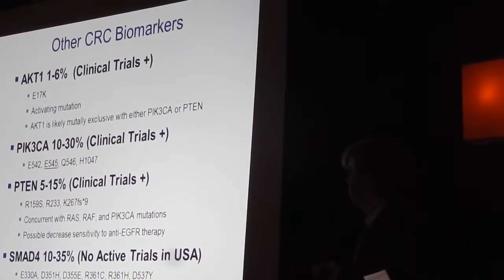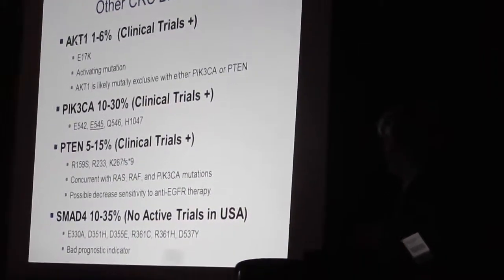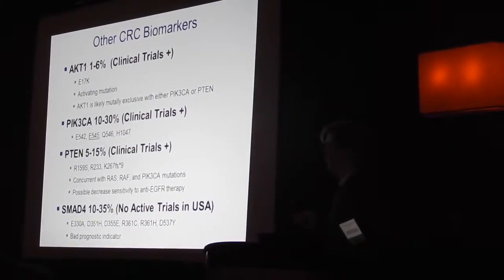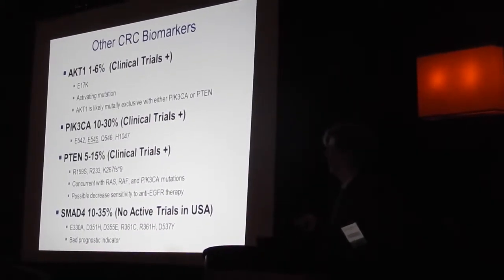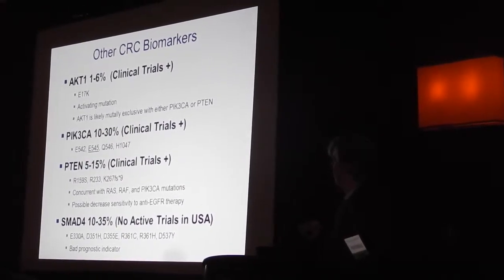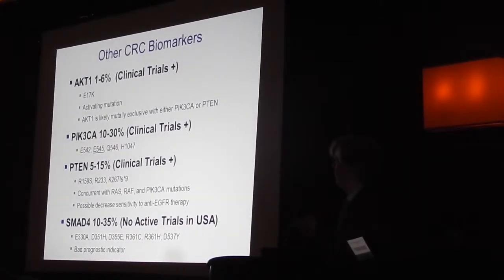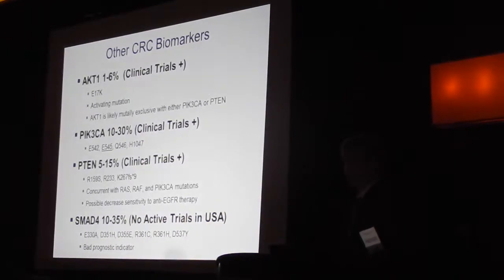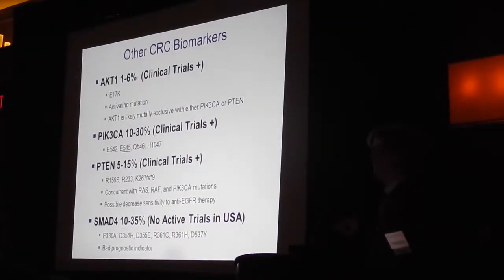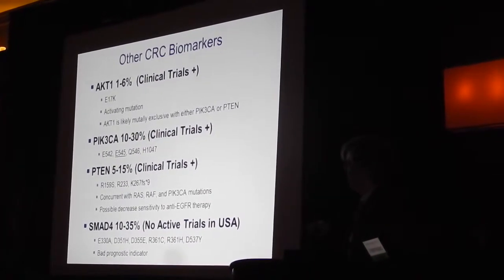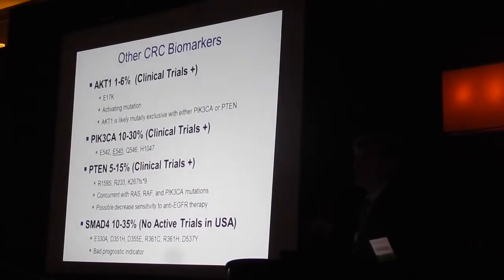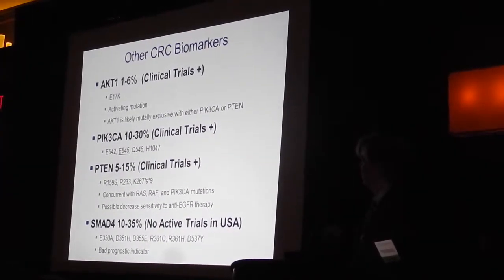So some other important mutations in colorectal cancer include AKT1, it's about 1 to 6%. It has a hotspot at the glutamic acid position 17. It's an activating mutation. These mutations are likely to be mutually exclusive with PIK3CA or PTEN. All 3 of these genes are in the same signaling pathway. Clinical trials are underway looking at inhibitors of AKT1. Same with PIK3CA. It's commonly mutated in colon cancer. It does overlap with other driver mutations. There's clinical trials for it.